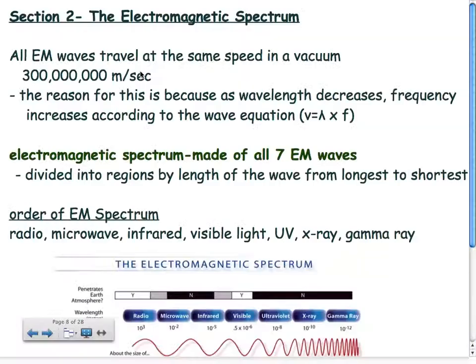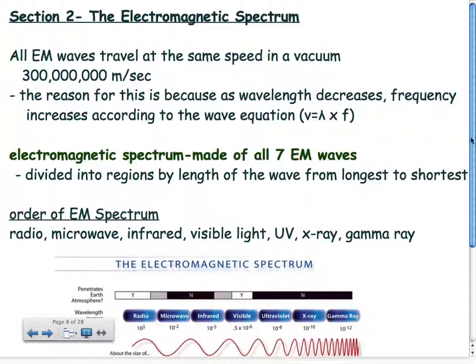Okay, this video clip is on section 2 of light, and this is the electromagnetic spectrum. As we learned in the last section, all EM waves travel at the same speed in a vacuum, and that rate is 300 million meters per second, and that includes light. The reason for this is because, as we learned in the equation, wavelength times frequency equals speed, that if the wavelength increases, frequency decreases, and vice versa.